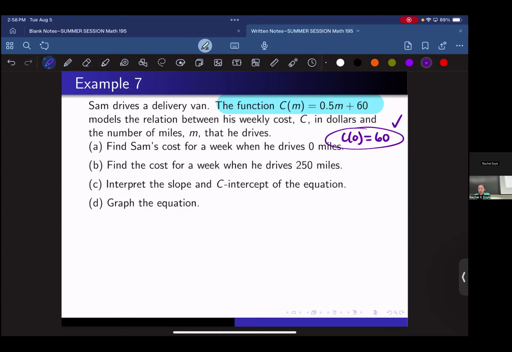What about when he drives 250 miles? Then we have C of 250. Well, 0.5 times 250 is just half of 250, which gives you 125. And then you add 60 to that. And so you get $185.